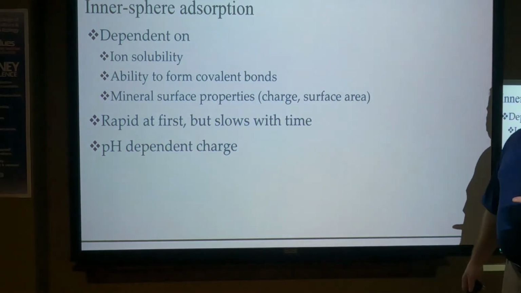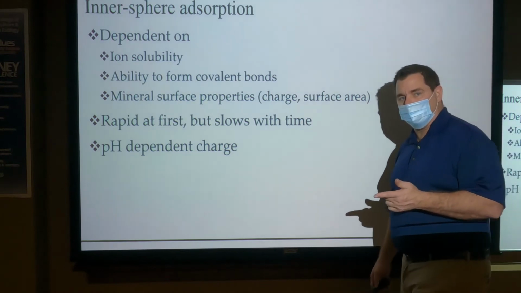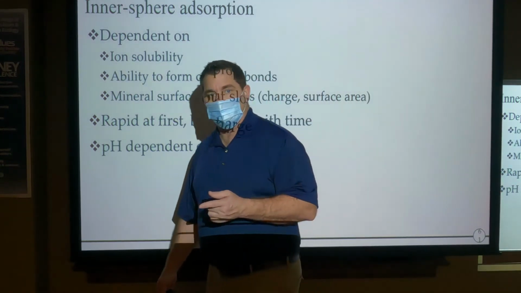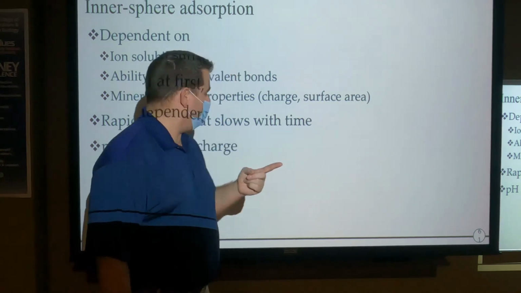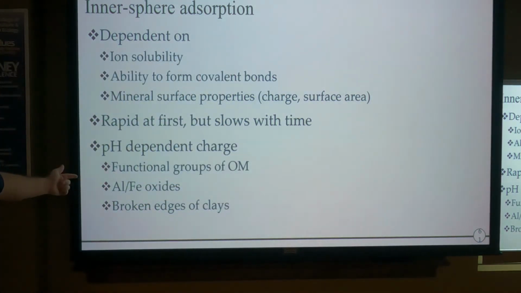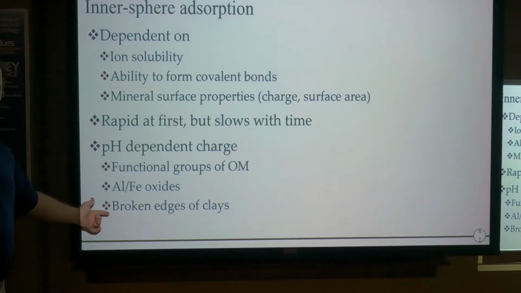And do y'all remember what the three sources of pH dependent charge were? Functional groups of organic matter, aluminum and iron oxides, and broken edges of clays.